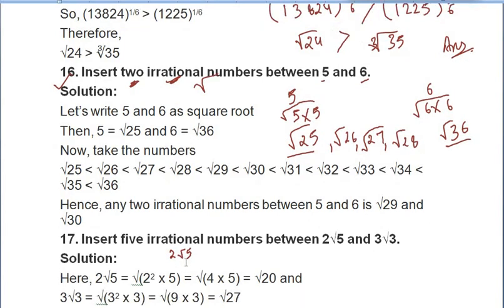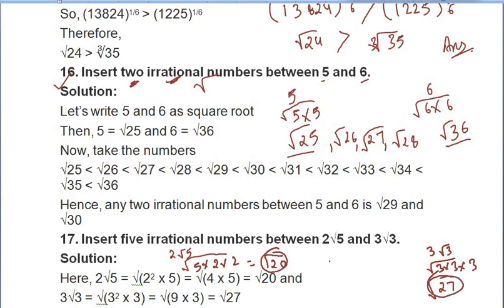2 under root 5 I can write as under root 5 into 2 into 2. When this 2 goes inside, it will be written two times. So 5 2s are 10, 2s are 20, under root 20 I am getting. And 3 under root 3 means under root 3 into 3 into 3. When this 3 goes inside, it is written 2 times. So 3 3s are 9, 3s are 27.